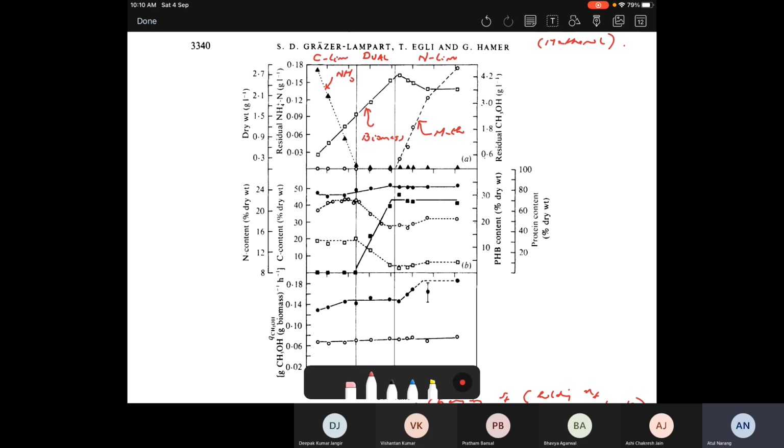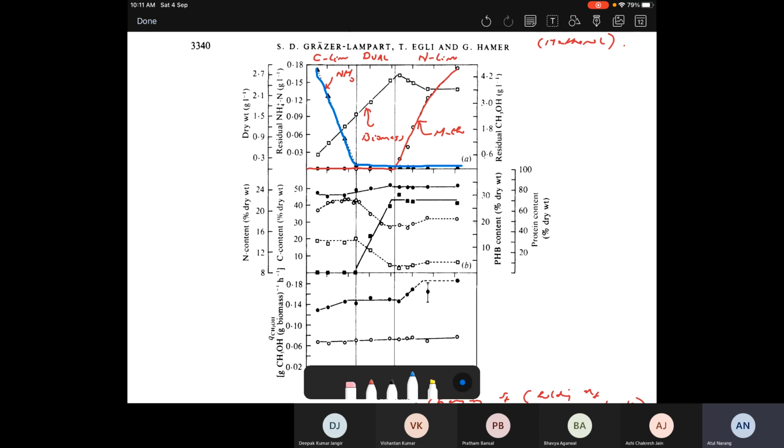And I should also point out that I should actually draw the full line. So the red line is showing you the concentration of methanol. The blue line is showing you the concentration of nitrogen.